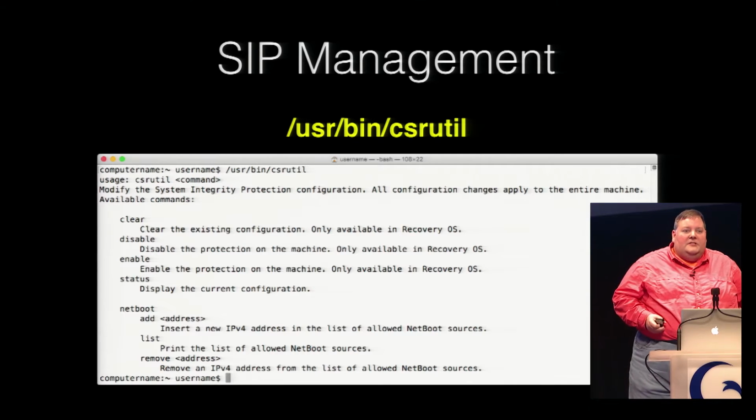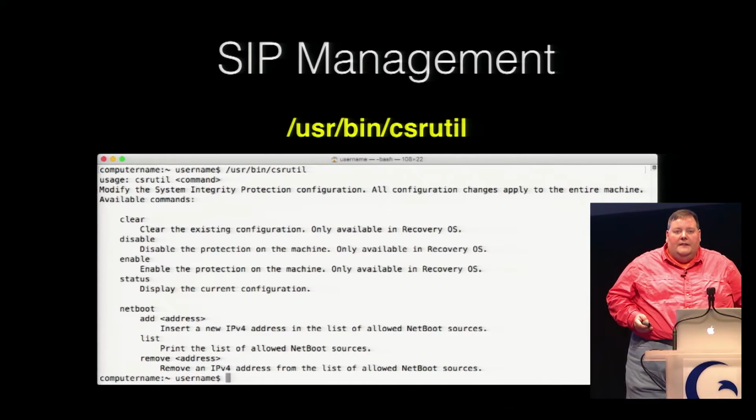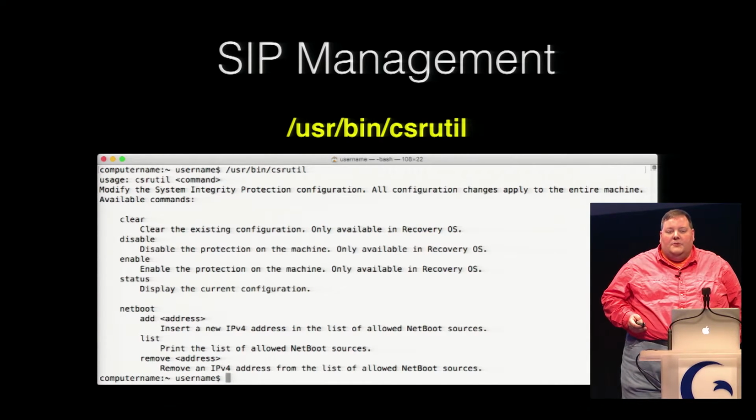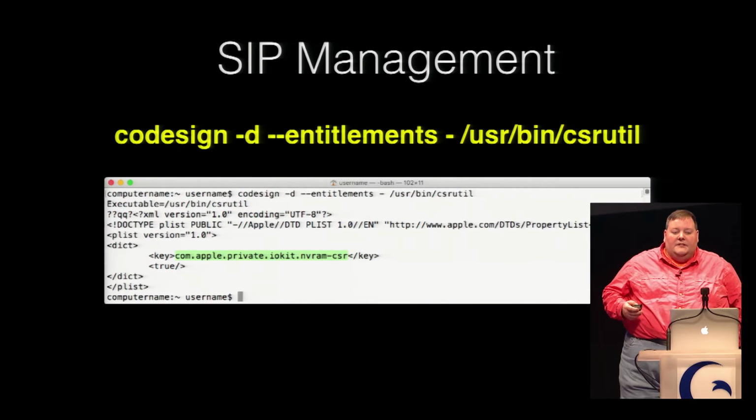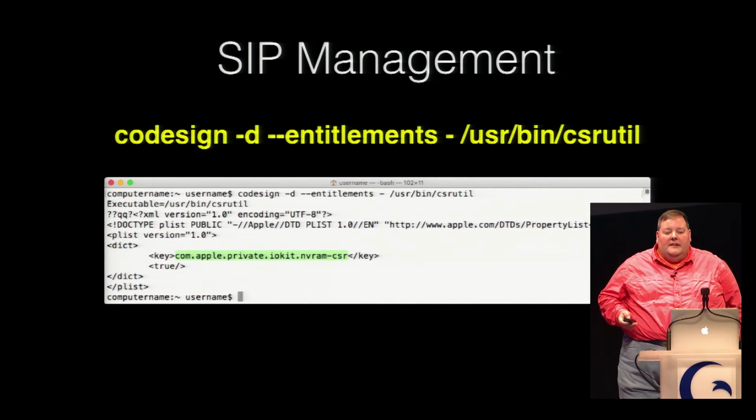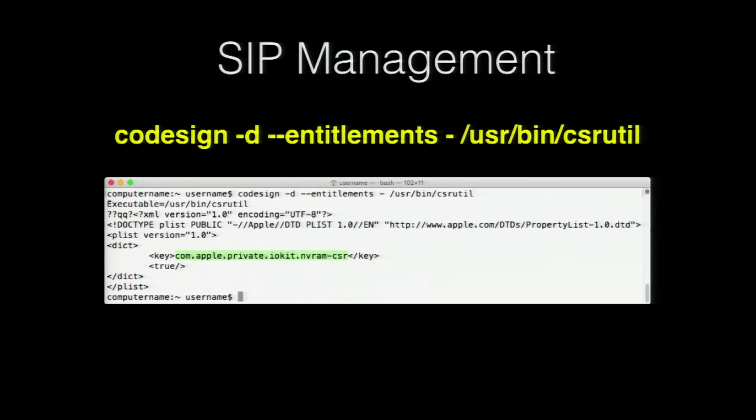So SIP can be managed to the extent of turning it on, turning it off, adding and removing IP addresses into a NetBoot whitelist, and reporting on whether or not SIP is enabled or disabled. The tool used to do this is /usr/bin/csrutil. Now when you run csrutil without any associated commands, it will pull up this help page. csrutil is able to work with SIP because it has a unique application entitlement assigned to it by Apple. And this entitlement is viewable using the codesign command shown on the screen.